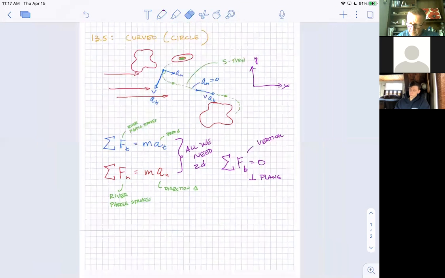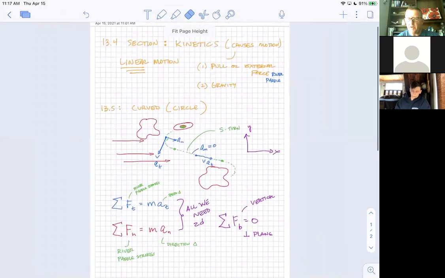But let's see if we can apply this to an example. Do you have any questions about that? Do you feel like you're kind of tracking with this? And again, we're studying kinetics here, which is all of the forces that cause all of this. So let's do an example.